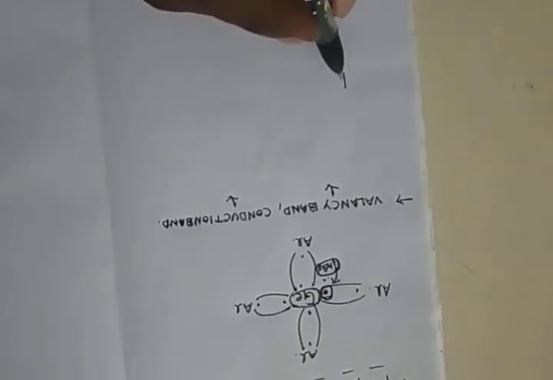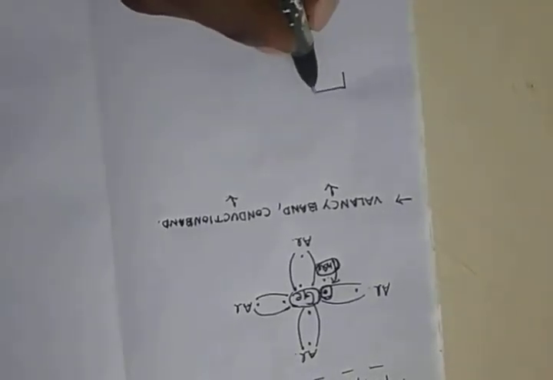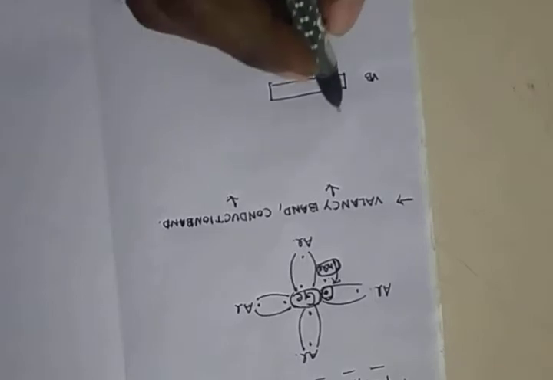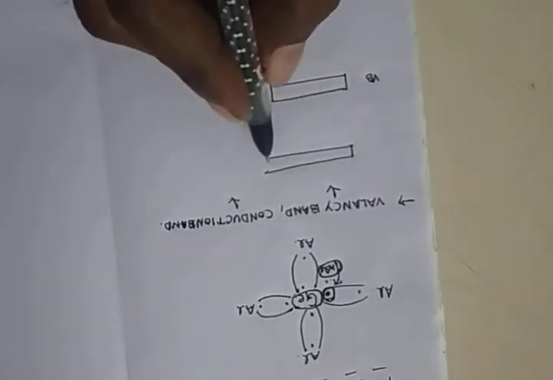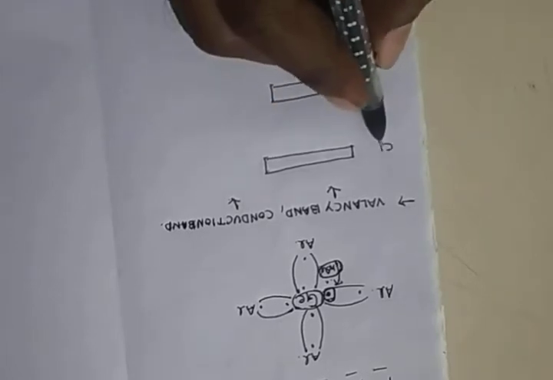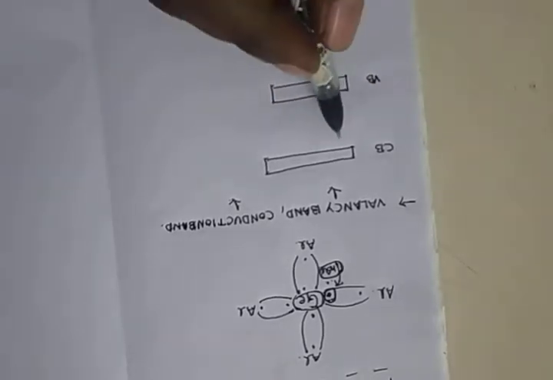So between this valency band and conduction band, there exists a gap.